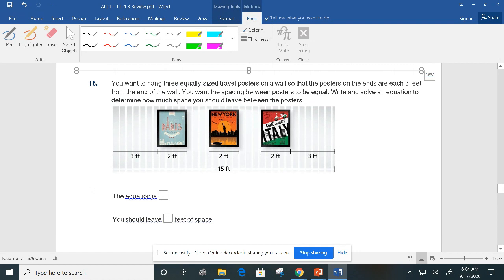You want to hang 3 equally sized travel posters on a wall so that the posters on the ends are each 3 feet from the end of the wall. You want the spacing between the posters to be equal. Write and solve an equation to determine how much space you should leave between the posters. So if we look here, okay, there's 3 feet from the end wall. Each of the posters are 2 feet. We want to see how much space we should leave here. So let's create an equation.